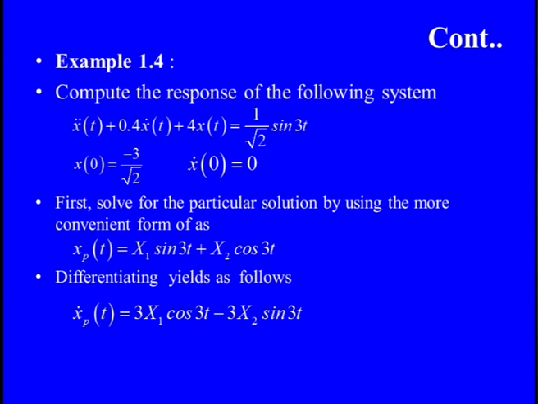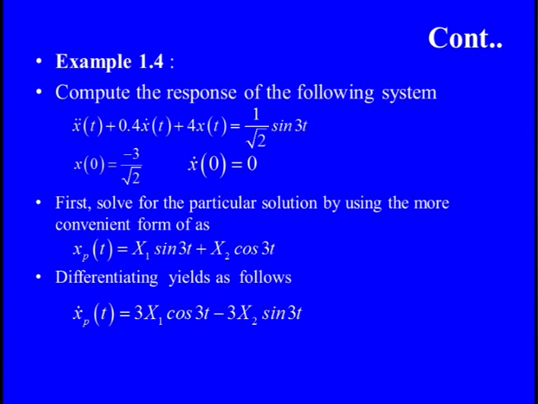The initial conditions are also given to us: x of 0, at t equals 0, is minus 3 by root 2, and x dot 0, the initial velocity, is 0. First, we would like to solve for the particular solution, or particular integral. Since the forcing factor comes from sine 3t, we have x of p, the particular solution in terms of displacement, equal to x1 sine 3t plus x2 cos 3t.